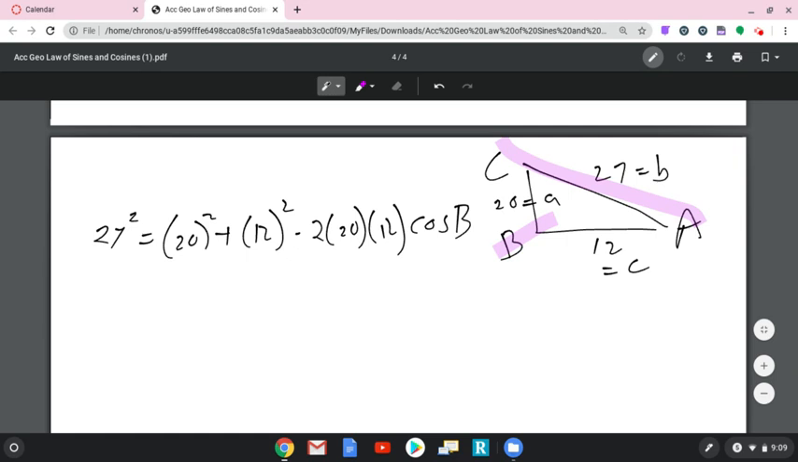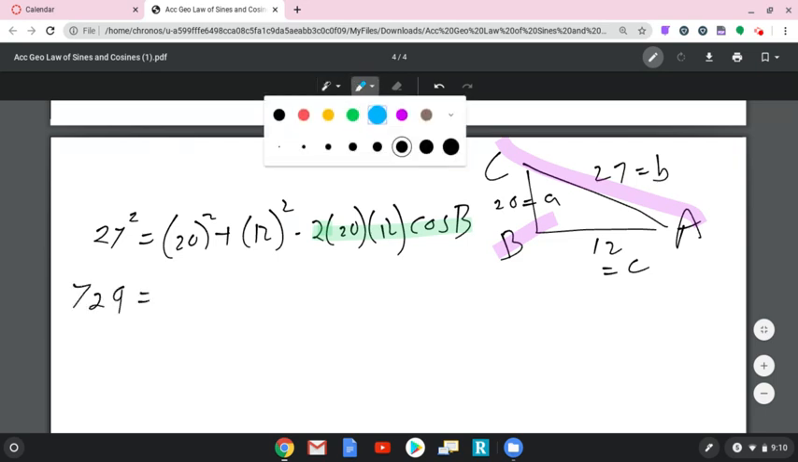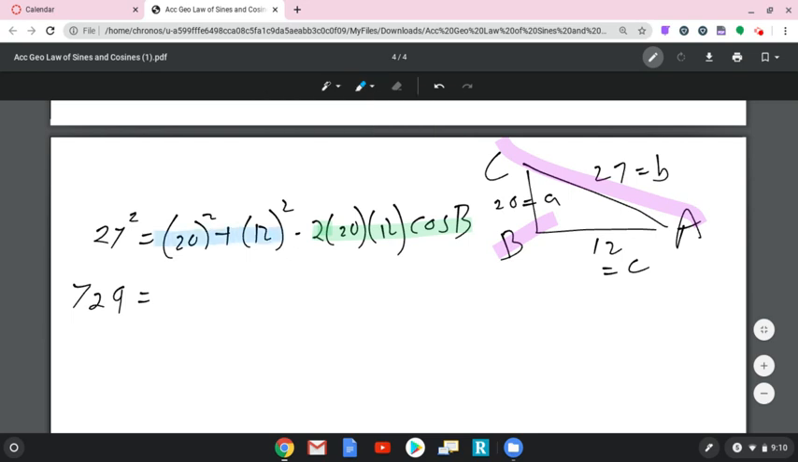So the way we solve this matters, okay? We have to remember that this is all one term, so we cannot combine that 2, 20, and 12 with the 20 squared plus 12 squared. So we start simplifying. 27 squared is 729. Then I'm going to combine 20 squared plus 12 squared in one step, and we should get 544. Now you can multiply the 2, the 20, and the 12.